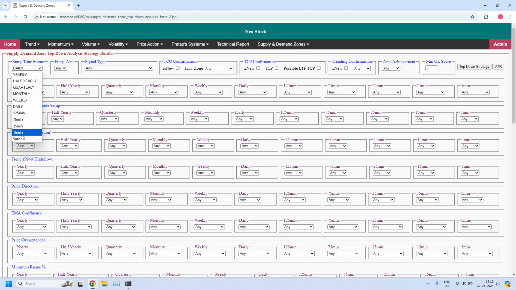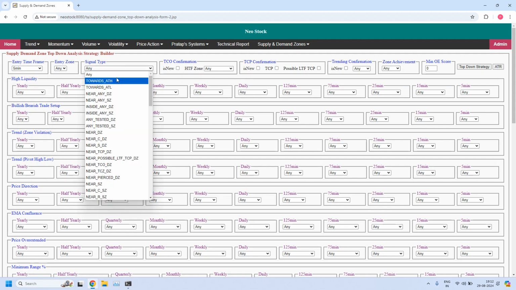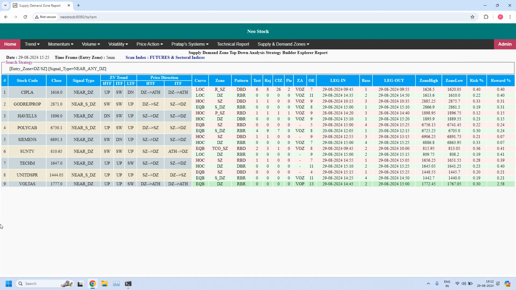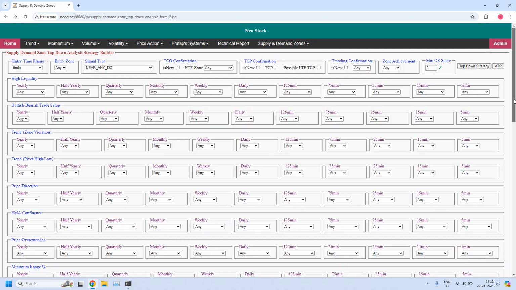Next time frame is 5 minutes. Let us find the stocks near the 5 minutes demand zone. 9 stocks are filtered. Let's verify out of these 9, how many have ITF confluence, that is 5 minutes and 15 minutes demand zone confluence.